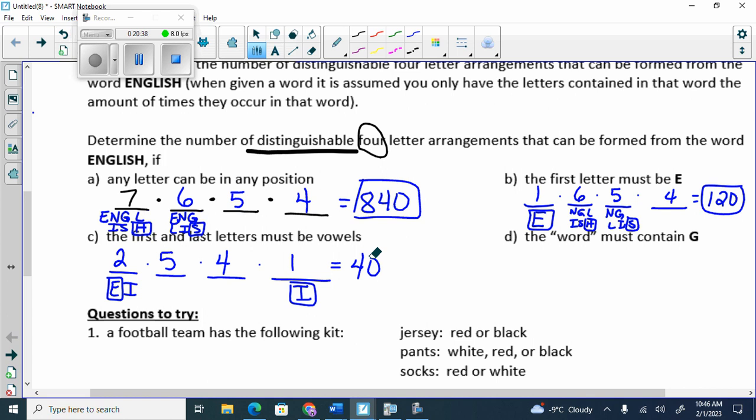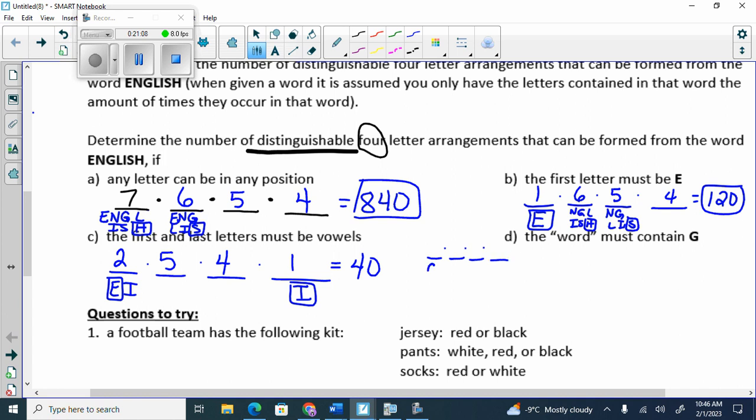Last one I'm going to start. I've never seen someone give this, but I leave it on here just in case. If it says the word must contain a G, does it say where the G has to be? So we can have cases, correct? We could have a case where the G is what letter? There's 4 letters. The G could be the first, or the second, or the third, or the last. So we have 4 cases.